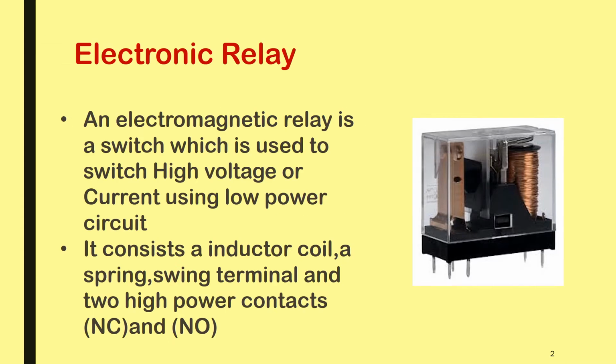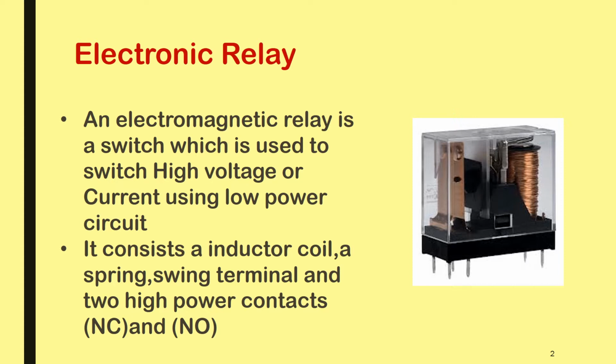Now the main objective is, in the beginning, first of all we will go through the relay related part, and in the second half we will have the motion detector, especially the PIR sensor. Now as far as the electromagnetic relay is considered, it is basically a switch which is used to switch high voltage or current using a low power circuit.